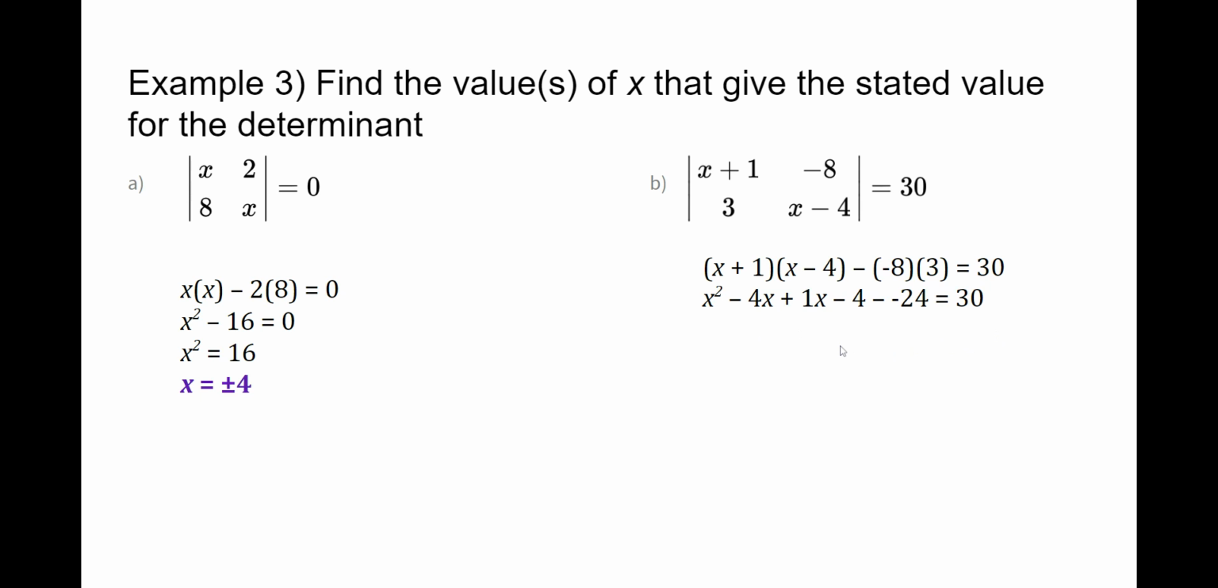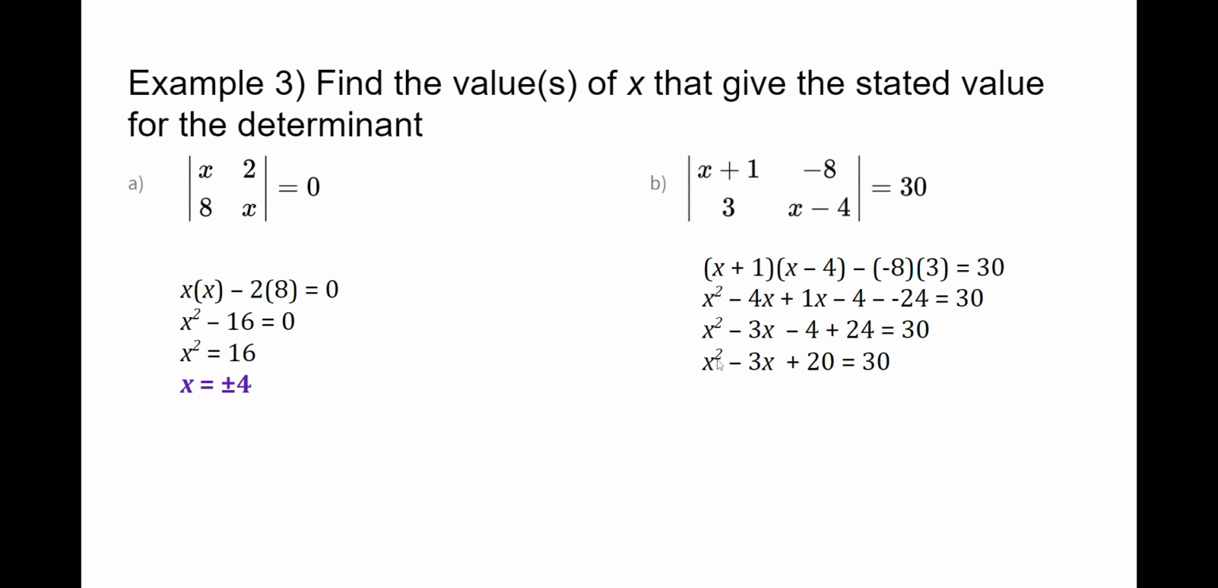Now if we combine some of our like terms, negative 4x plus 1x is negative 3x. When we subtract negative 24, remember it's going to be like adding 24, so negative 4 plus 24 gives us 20. X squared minus 3x plus 20 is equal to 30.